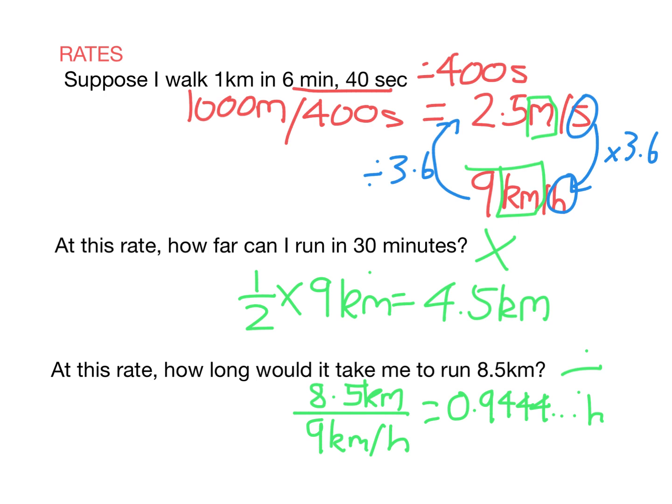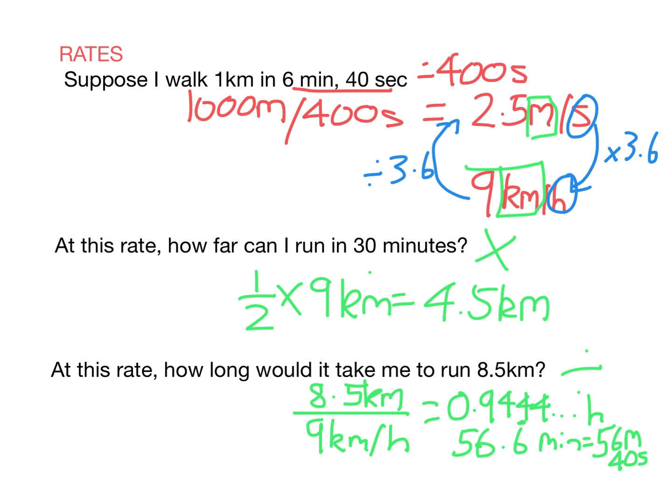Well, all I do is times by 60. So this is 56.6 recurring minutes. So I just got from here to here by timesing by 60. Now, hopefully you see this is 2/3. 2/3 of a minute is 40 seconds. So it'll be 56 minutes and 40 seconds, how long it will take.